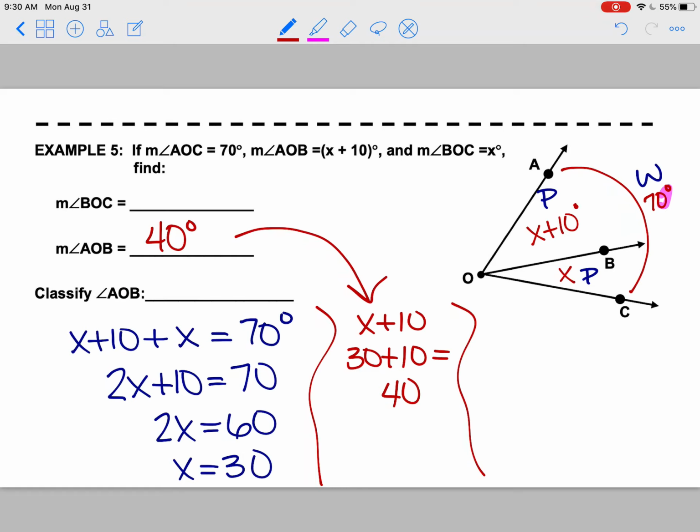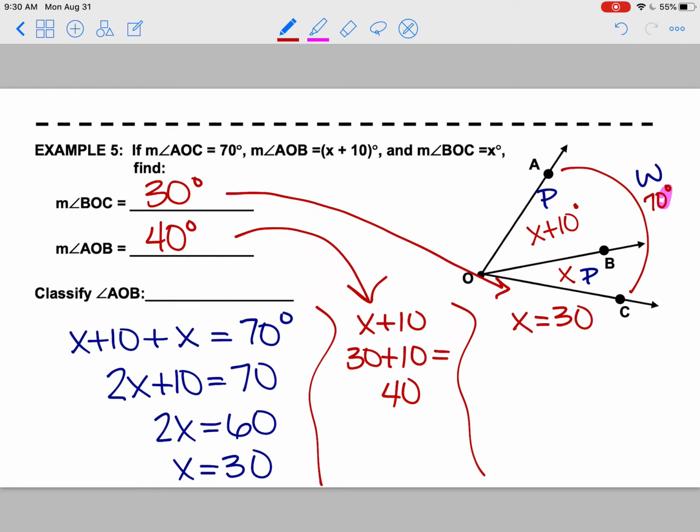So now, BOC, we can look at BOC as just x. Well, that's really easy to substitute. X equals 30. And we have that degree. Draw an arrow. And we can say, does 30 plus 40 equal our total of 70? Yes, we know we're correct.